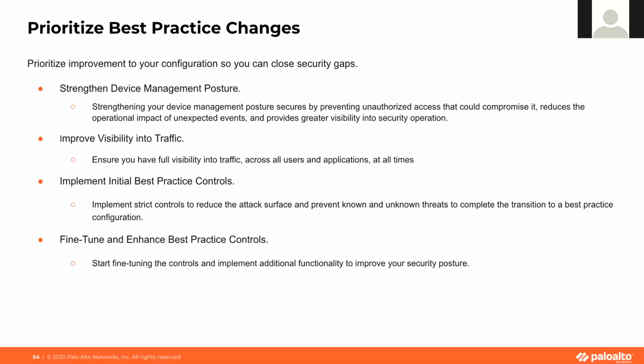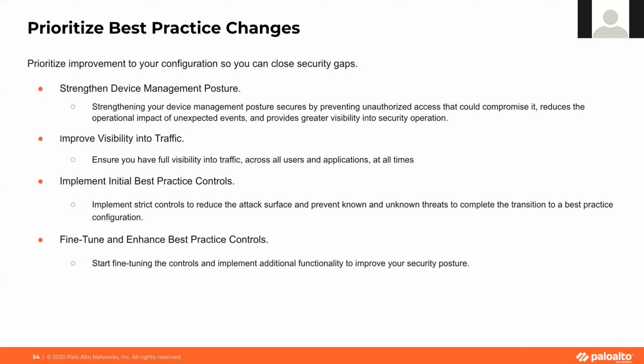And then implement the initial best practice controls after you gain visibility and context into the traffic of your network, applications, and content. Implement strict controls to reduce the attack surface and prevent known and unknown threats to complete the transition to the best practice configuration.